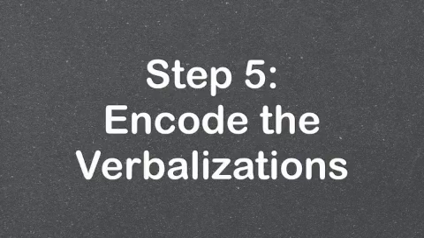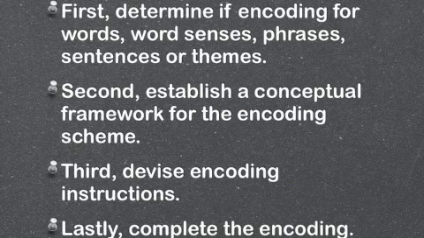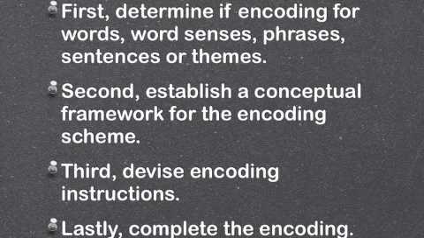Step 5. Encode the verbalizations. The fifth step is the encoding of data, a very complex and important stage. This part is the categorization of what was recorded. The first part of this step is to decide whether to encode words, word senses, phrases, sentences, or themes.